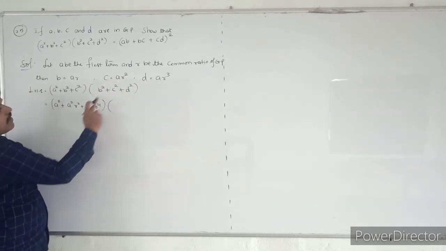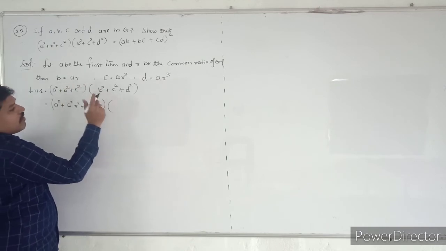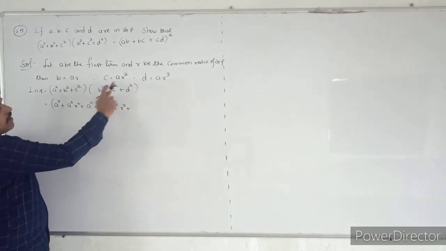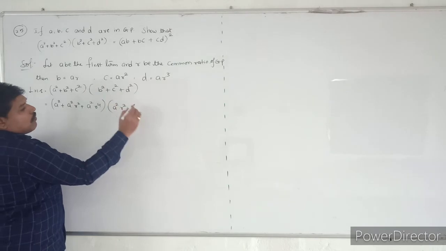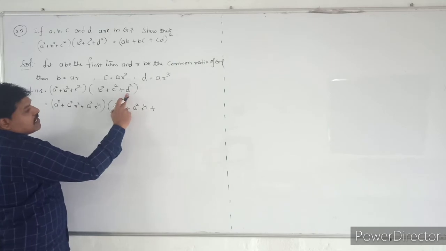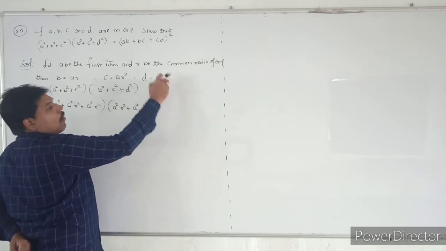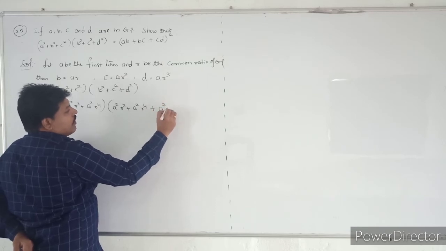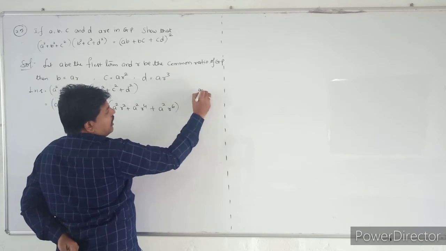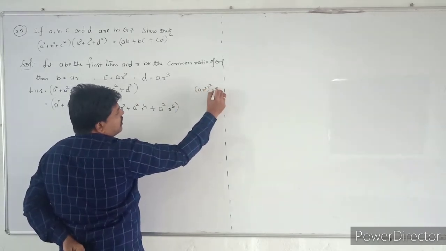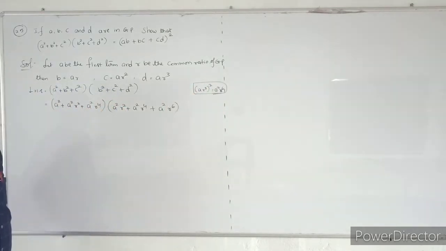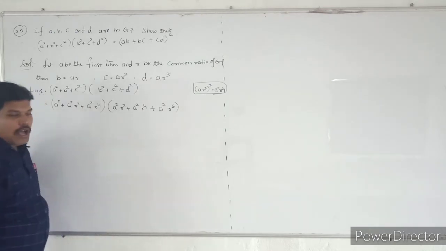Into the second bracket. What is the b value? b value is ar. So b square value is a square r square plus c. What is the c value? c is ar square. You can take the square. What happens? a square r power 4 plus d. What is the d value? ar cube whole square. So then it will become a square into r power 6. Understand that? d is equal to ar cube whole square, which is a square into r power 6. So you have to take the value: a into r cube whole square is nothing but a square into r power 6.